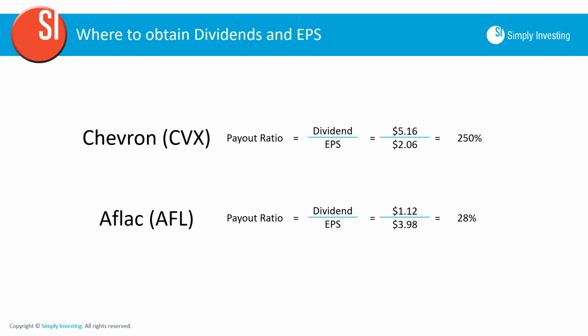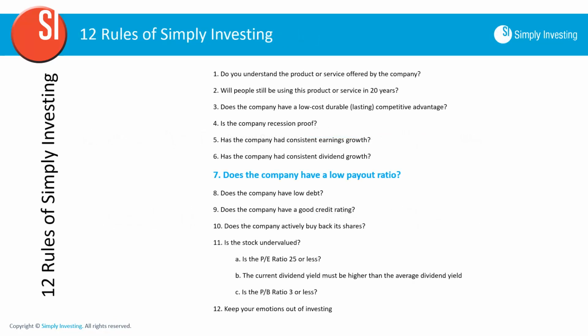Now, does this mean that you should go out and buy Aflac today? Of course not. There are other things to consider in addition to the payout ratio. Here on the screen, you'll see my 12 rules of simply investing. And what I recommend is that a company passes all of the 12 rules before you invest in any company. And you can see that the payout ratio, rule number 7, is just a part of the 12 rules of simply investing. I cover these rules in detail with real-life examples in my Simply Investing online course.